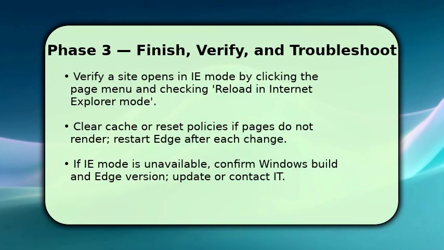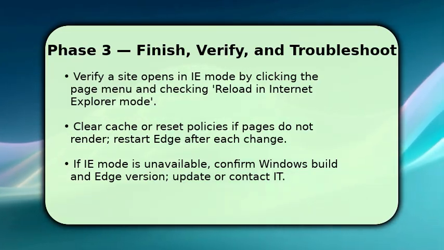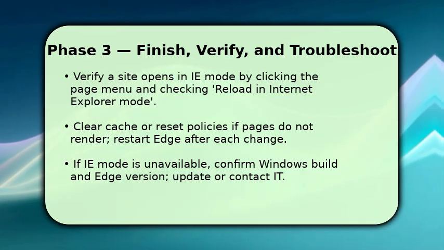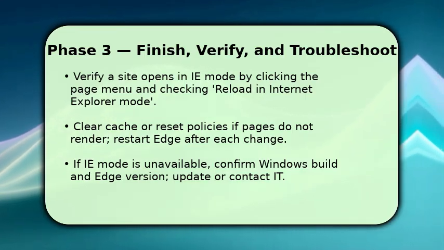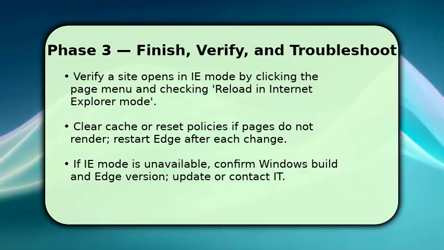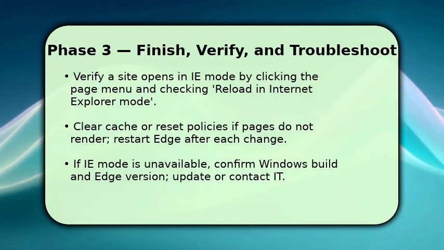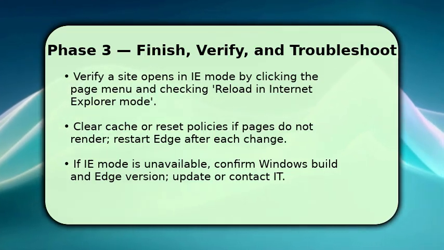Finish by testing. Navigate to a legacy site, open the Edge menu, and choose Reload in Internet Explorer mode. You should see the IE icon in the address bar. If rendering fails, clear the browser cache and restart Edge. Make sure your policies did not block IE mode.